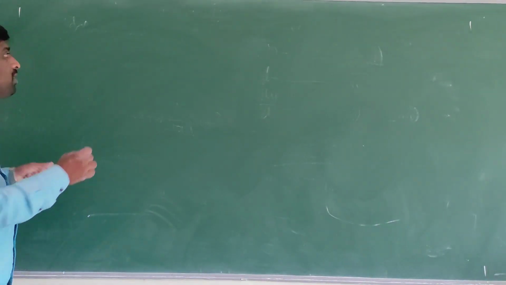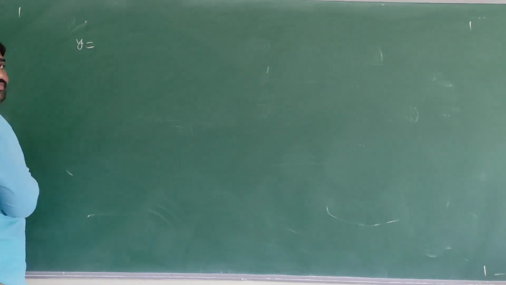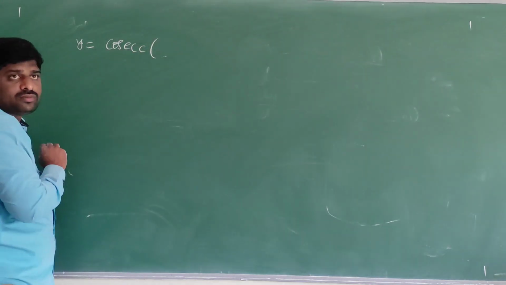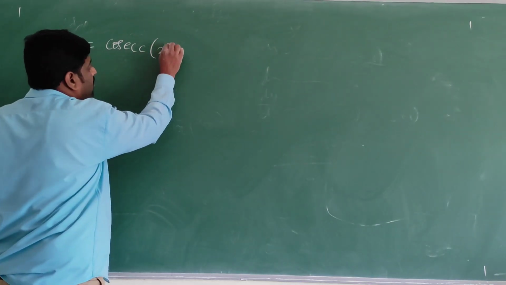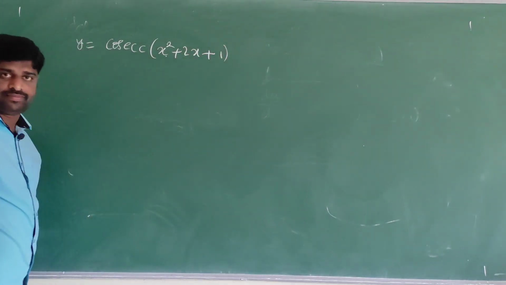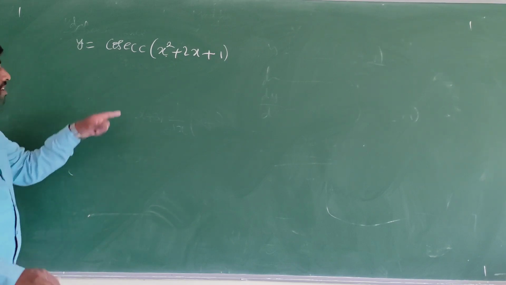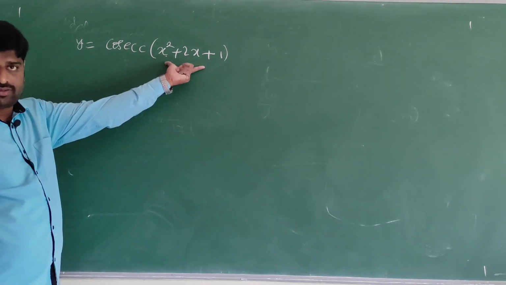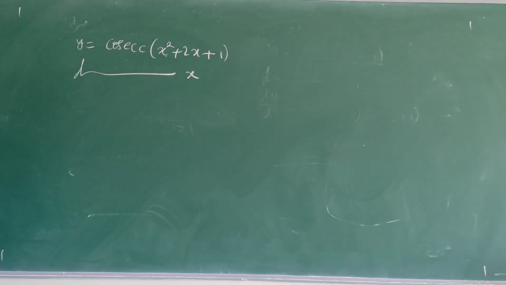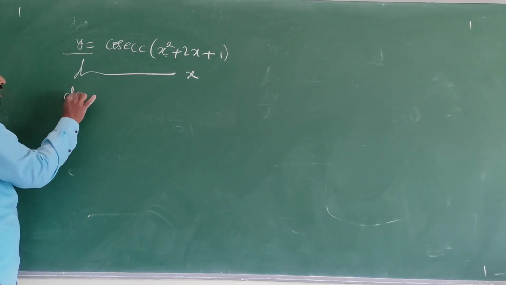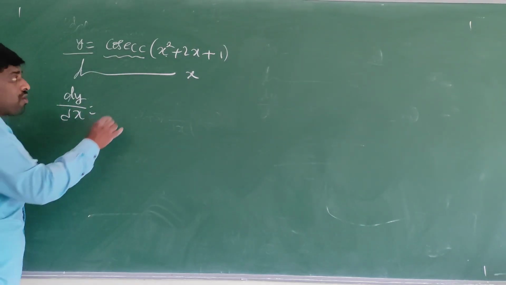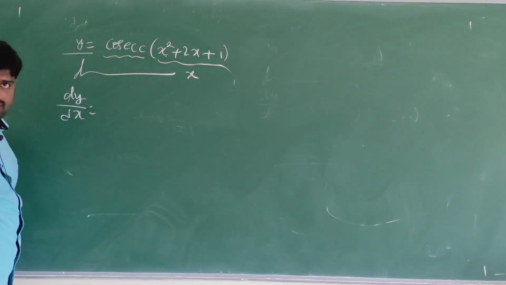I'll take one more problem. Y is equal to cosecant of x square plus 2x plus 1. Dear children, this is one function, this is one function. First differentiate with respect to x. Y differentiation is dy by dx. First I can differentiate this term and afterwards I can differentiate this term.